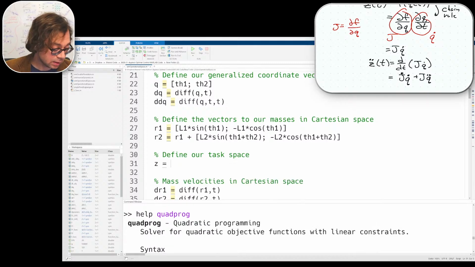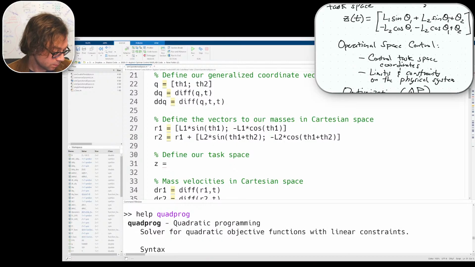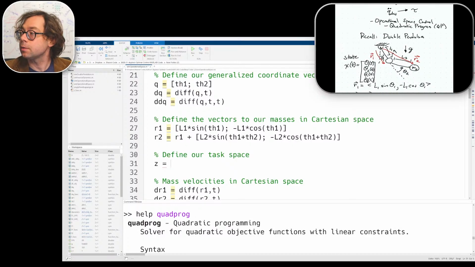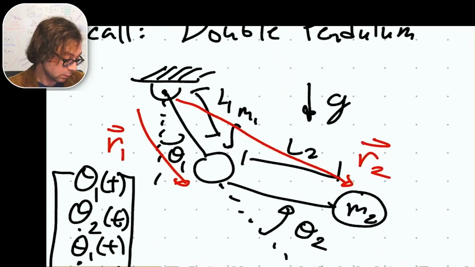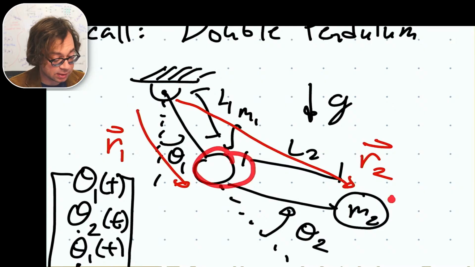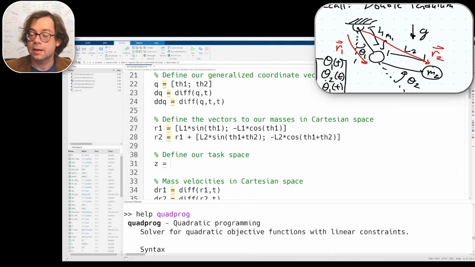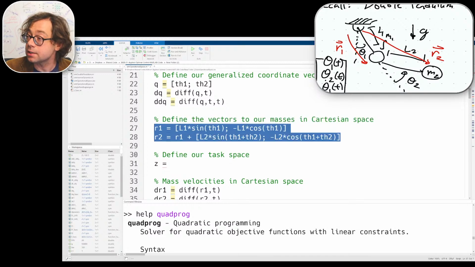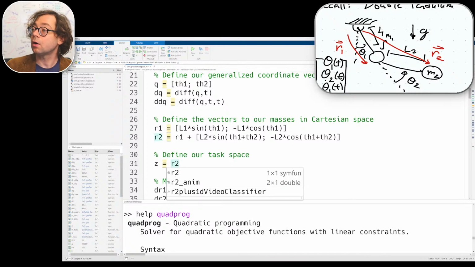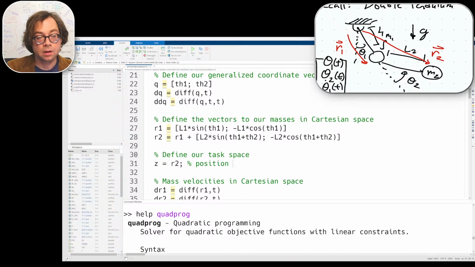And the good news is that z is equal to, where is our little fun thing? Here we go. We had previously defined these vectors, R1 and R2, in order to define the positions of our masses, M1 and M2, right? And you can see that we did this here for the purposes of computing our energies for Lagrangian mechanics. You might recall that, right? Where R2 is the position of our end effector. So guess what? Z is equal to R2. This is the position of our end effector. Not bad.